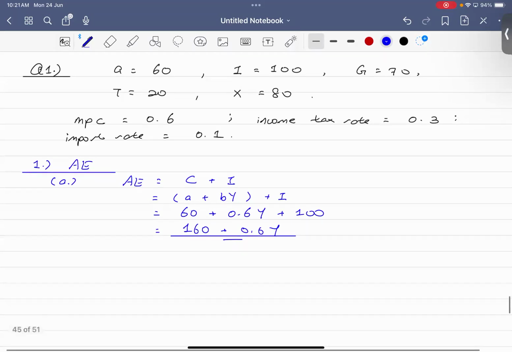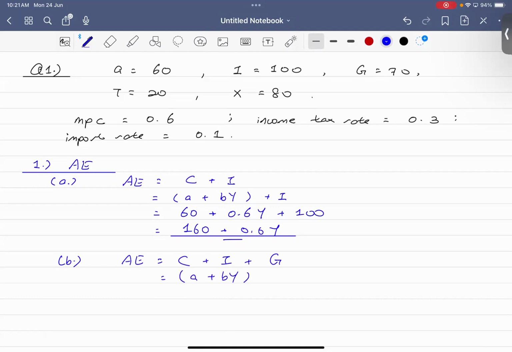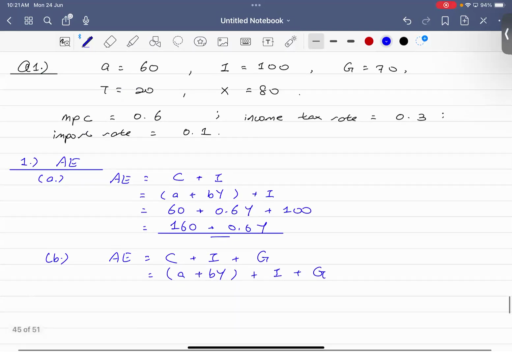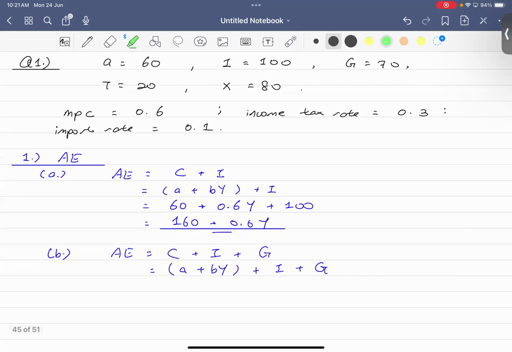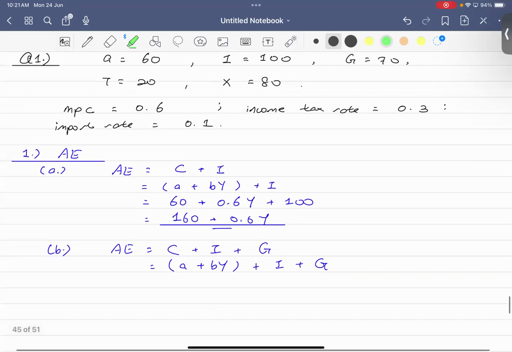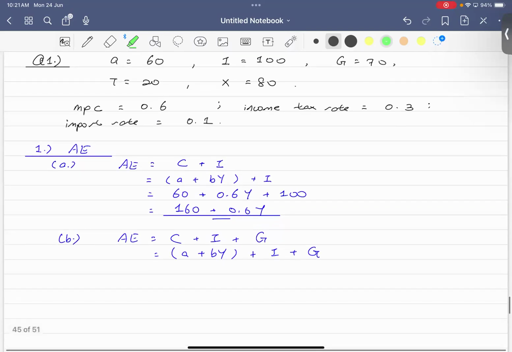Now let's have a look into three-sector. So now my aggregate expenditure will have consumption, investment, and government spending. So therefore, same thing, it is A plus BY plus I plus G. But the question here is, it involves government spending. So when government is involved, that means the people in the country will have to pay taxes. Taxes will have autonomous tax and induced tax as well. And also you might receive transfer payments from government as well.